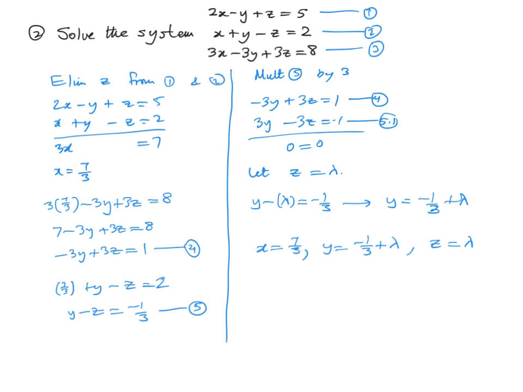So we pick, in this case, let z equal to lambda, and then once we have that, we backtrack. Once we've plugged that in, that's the parameter, we backtrack: what would y equal to? And if we had to backtrack, you can backtrack even further, we would figure out what does x have to equal to.